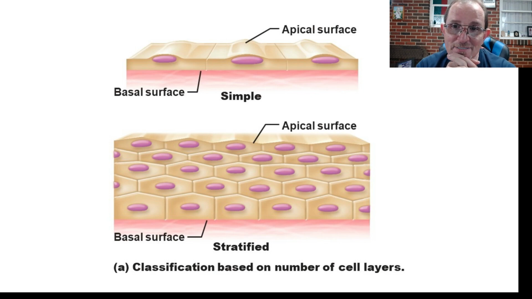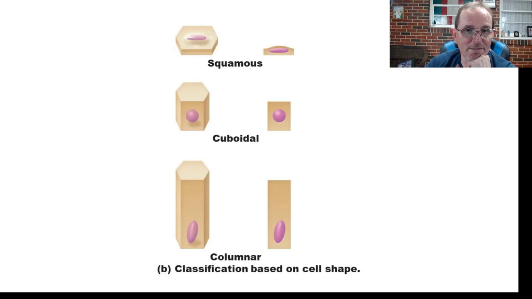Here's a rule of thumb, guys. You name the epithelial tissue by the cell type that's on top. Doesn't matter if everything underneath is cuboidal. If that top layer is squamous, it's squamous. That's pretty straightforward and easy to remember, I think. So there's our squamous cell, kind of flat. This is our cuboidal, more square. This one is an elongated rectangle.